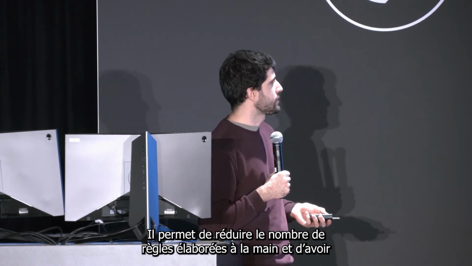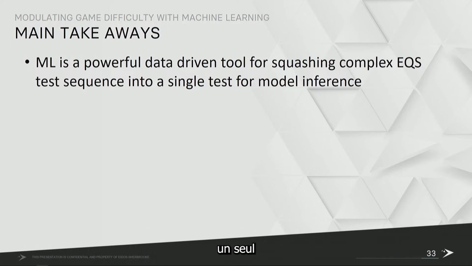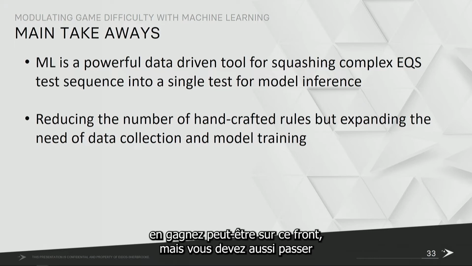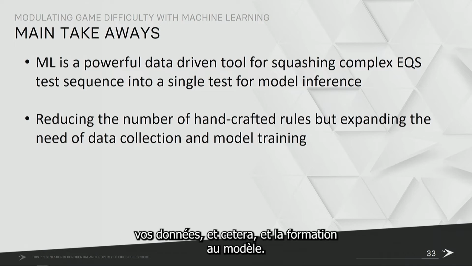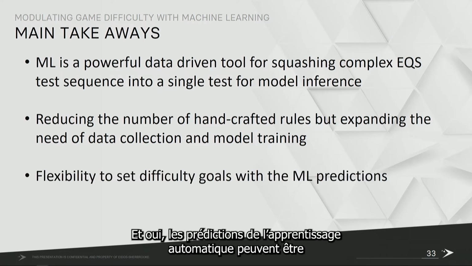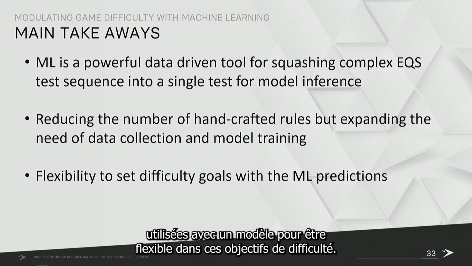So the main takeaways for us are that machine learning is very powerful for being fully data-driven and squashing a complex EQS test into one. It allows us to reduce the number of handcrafted rules and to have just one system for many difficulty levels. However, you gain time on this front, but you also need to spend a lot of time collecting data and being very careful with how you collect and process it. If you have game changes, you need to recollect your data, etc., and model training. So there's always a give and take on these two fronts. And yeah, the machine learning predictions can be used with one model to be flexible in these difficulty goals.